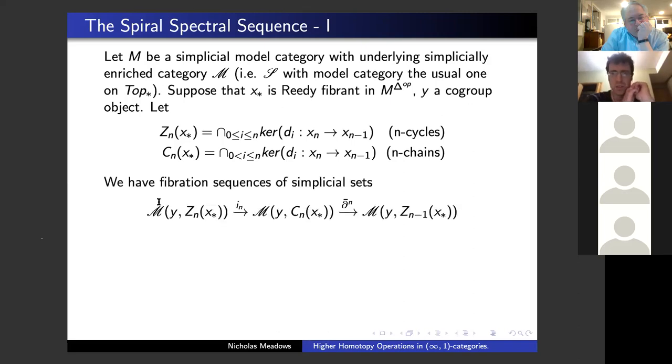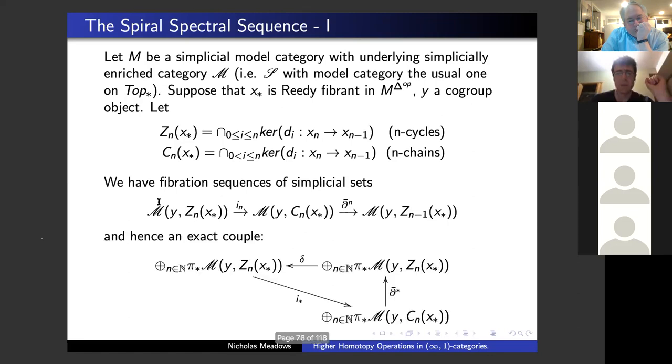Now we have associated to this a fibration sequence of simplicial sets. What this means is that we get this long exact sequence of higher homotopy groups from this. The fact that this is a fibration sequence is a technical thing that follows from the tensoring of the Reedy model structure of simplicial sets over the Reedy model structure. But we get an exact couple from this.